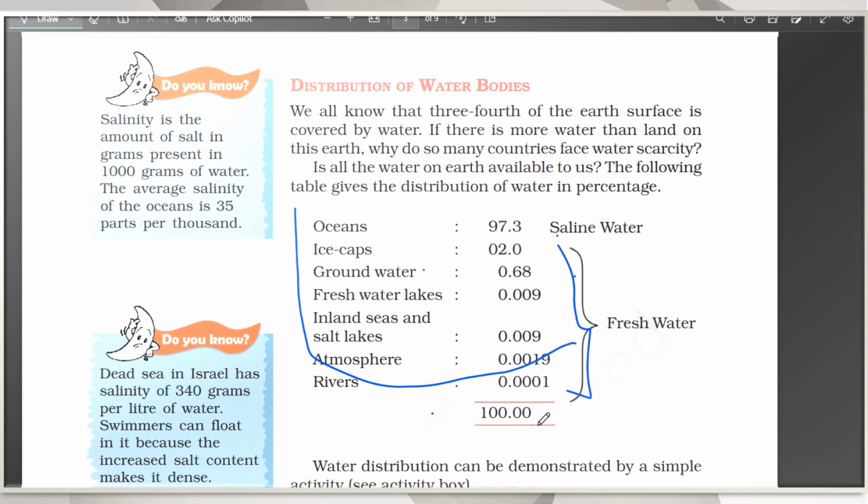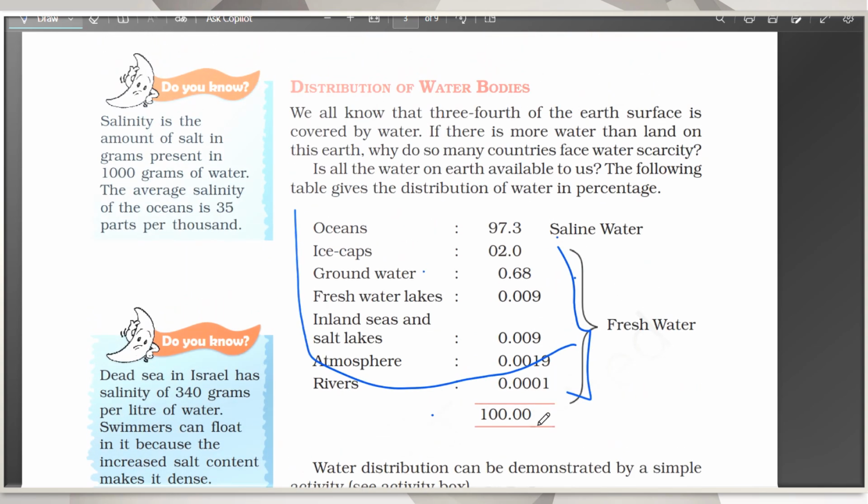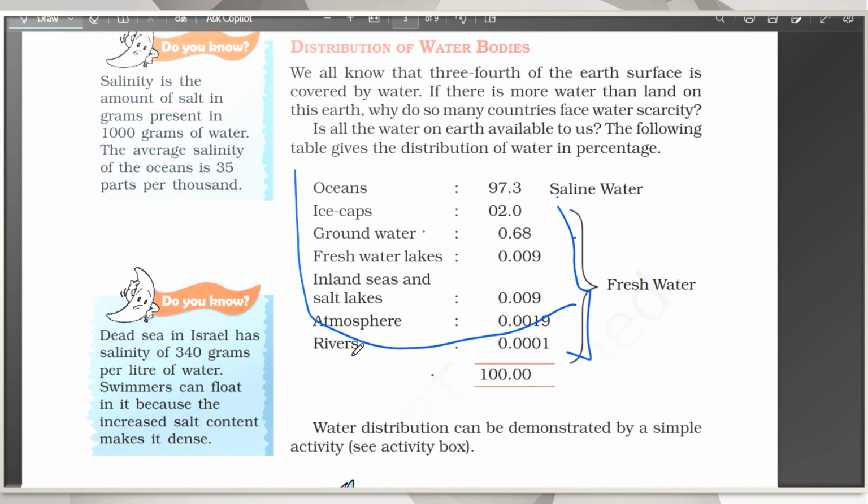Okay, so before moving forward, let's understand what salinity is. Salinity is the amount of salt in grams present in 1000 grams of water. The average salinity of the oceans is 35 parts per thousand. But if it is more than 35 parts per thousand, what will happen? Yes, we have an example here.